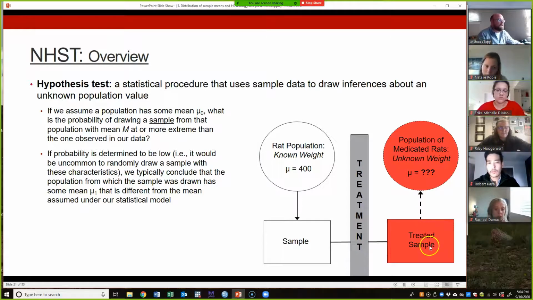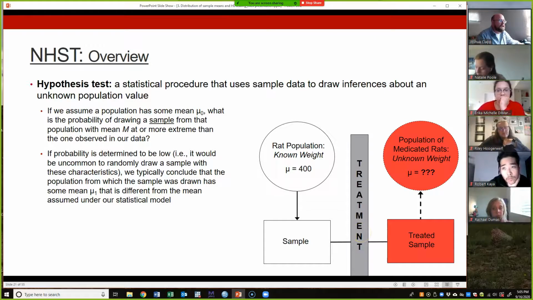But if this is very rare, like, if the true population weight of medicated rats is 400 grams, it's exceedingly unlikely, if that's the actual parameter, to pull a sample with a mean value of 500. Then we would start to say, okay, it looks like we have evidence that whatever treatment we did here has caused some sort of impact.